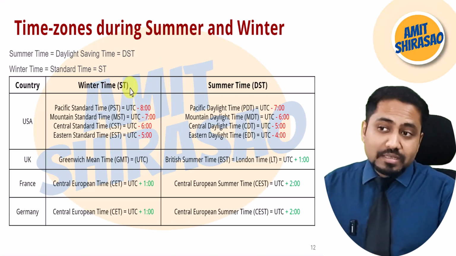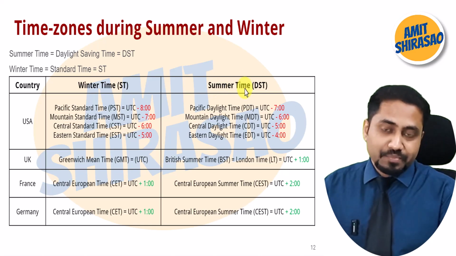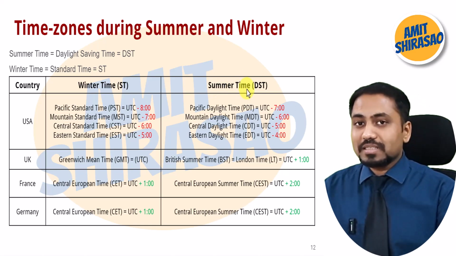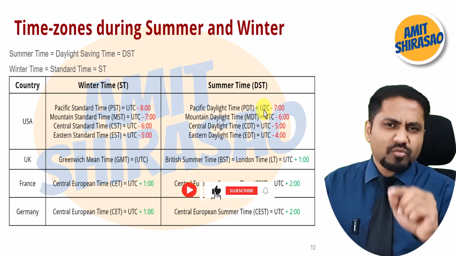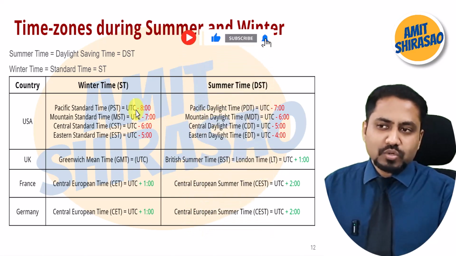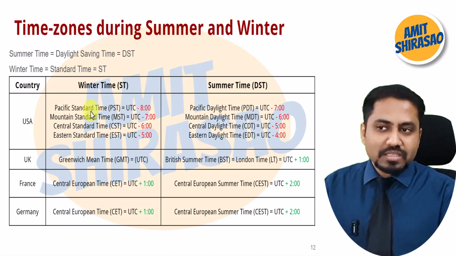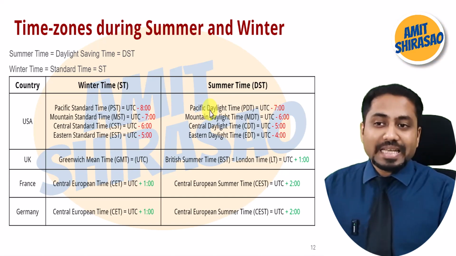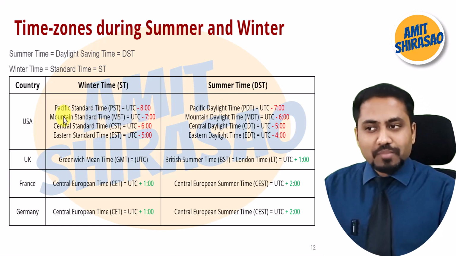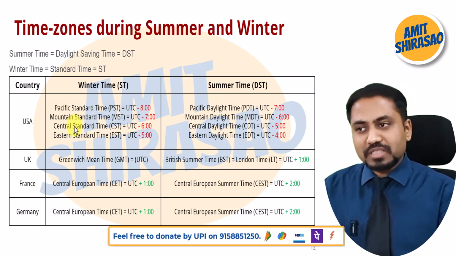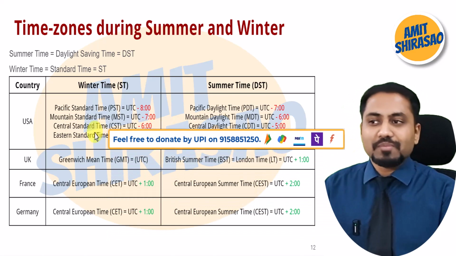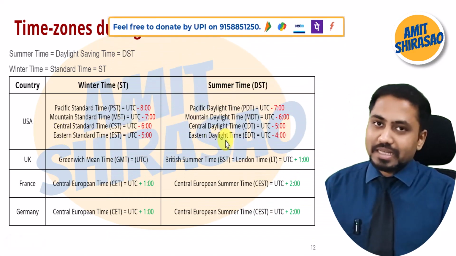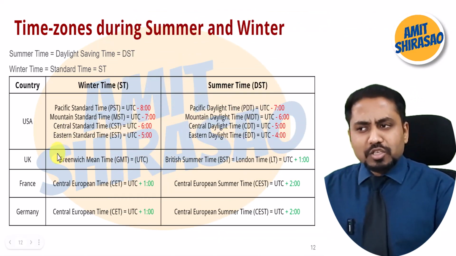But in the summertime, they follow DST, that is daylight saving. So just add 1 hour to all of these readings. So here, Pacific Standard Time plus 1 hour, that means UTC minus 7 hours, is Pacific Daylight Time. Similarly, Mountain Standard Time, Mountain Daylight Time, Central Standard Time, Central Daylight Time, Eastern Standard Time, and Eastern Daylight Time. Okay, then UK.